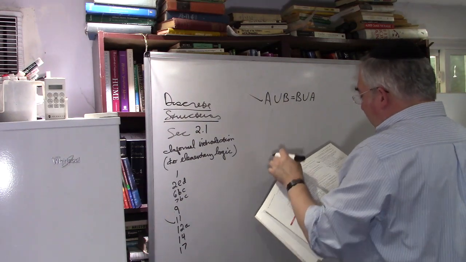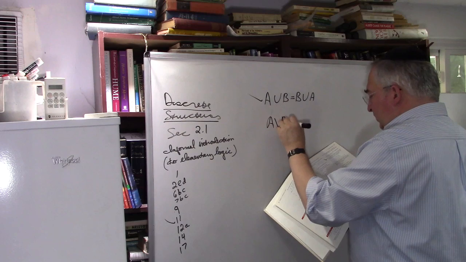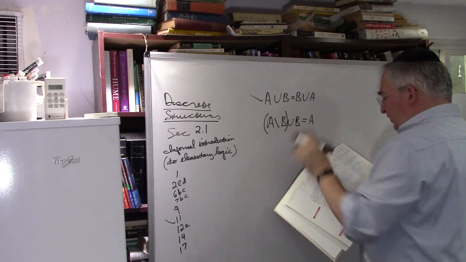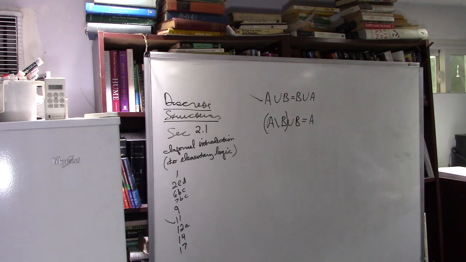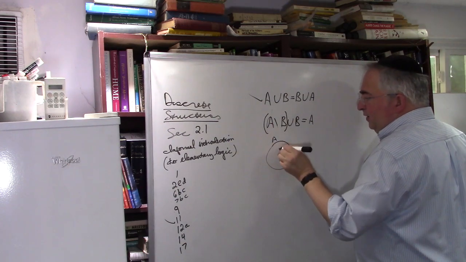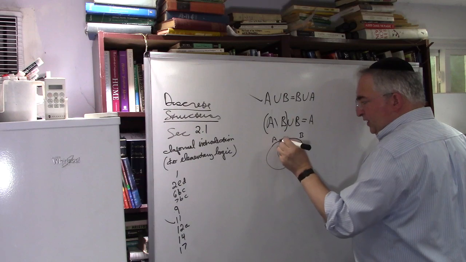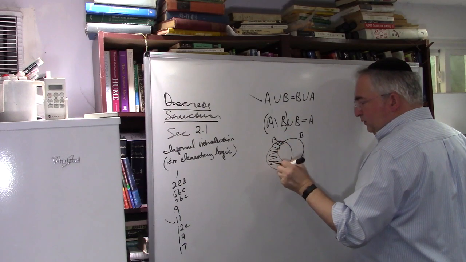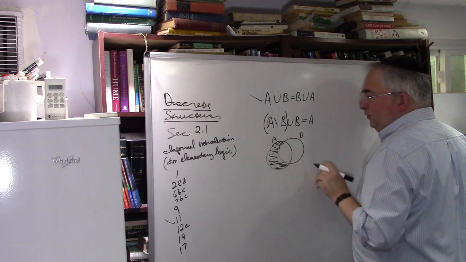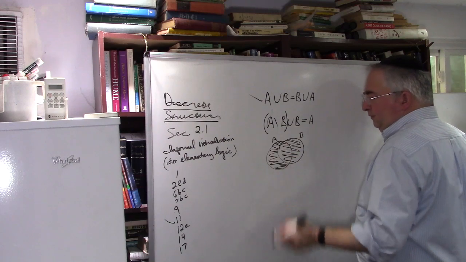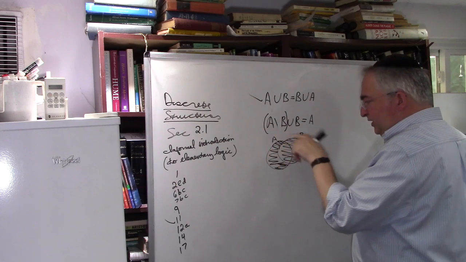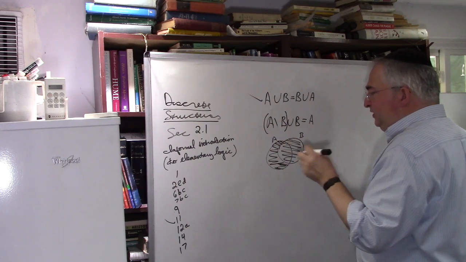Okay, next. A slash B union B. Question: is that equal to A? Okay, let's see. A take away B, union B, that's the whole thing. So that's A union B. No, it's not true. So let's give a counterexample.